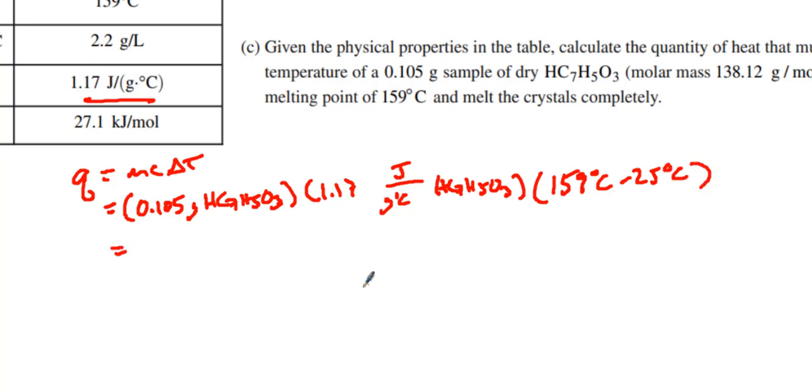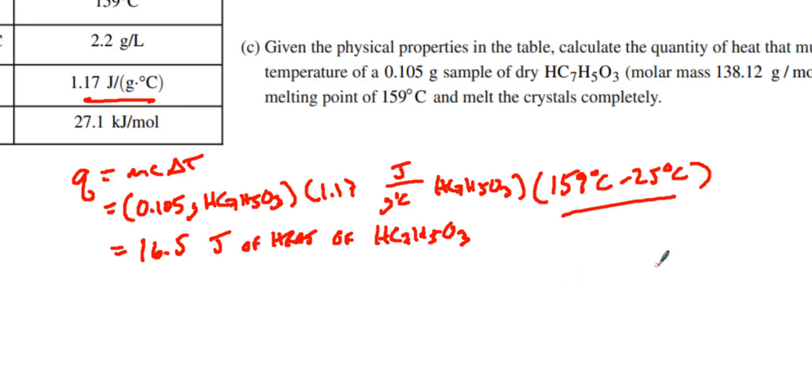And that will give me my Q, which is 16.5 joules of heat of the HC7H5O3, the salicylic acid. Okay, so that's how much heat it took to raise the temperature from 25 degrees Celsius up to 159 degrees Celsius. But we still have to melt it. We still have to break the physical attractions of that salicylic acid. And take a look at this heat of fusion. This heat of fusion is 27.1 kilojoules for every 1 mole of the salicylic acid.